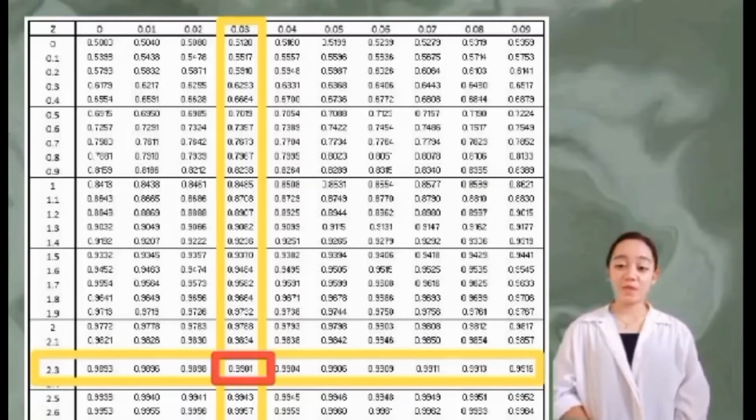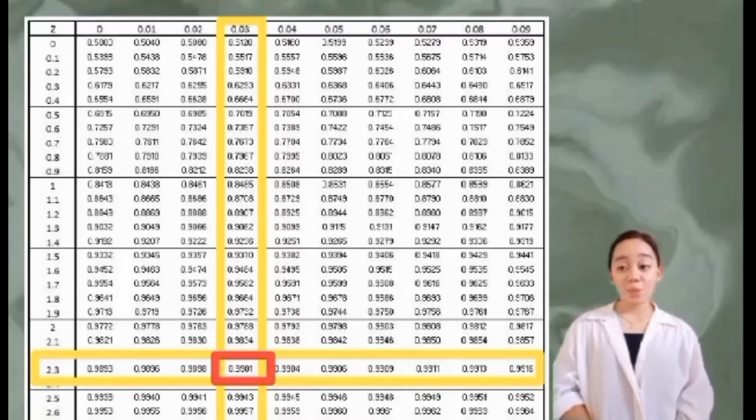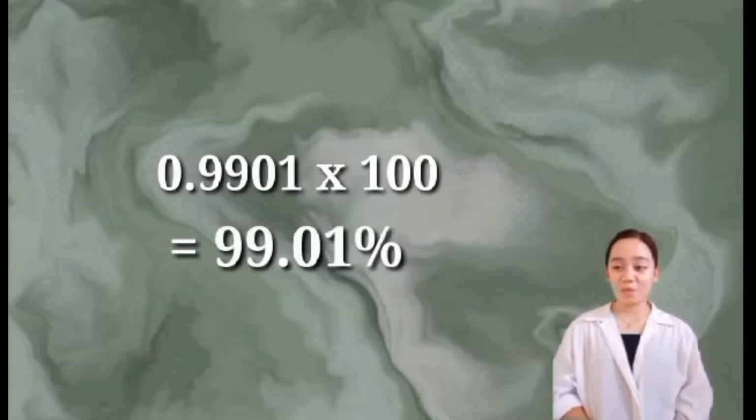And the value of our z-score from the z-table is 0.9901. Remember that the purpose of the z-table is to identify the percentage of the z-score. Therefore, we will multiply 0.9901 by 100, which is equal to 99.01%, and that is the percentage of our z-score. I guess we are now ready to standardize normal distribution.